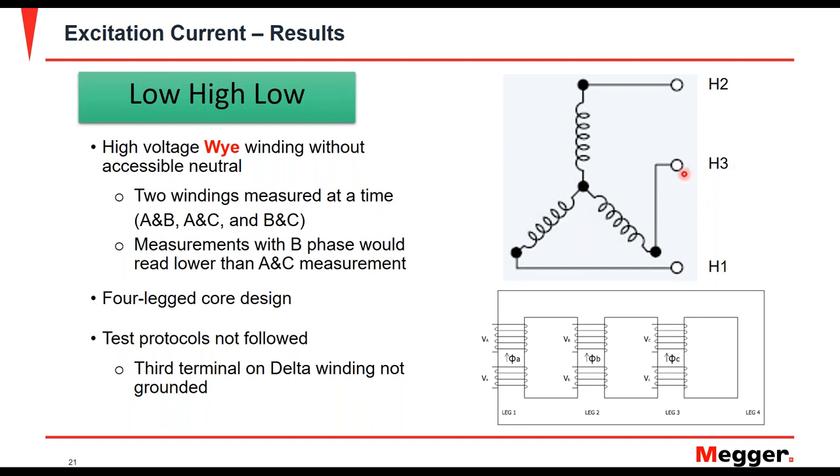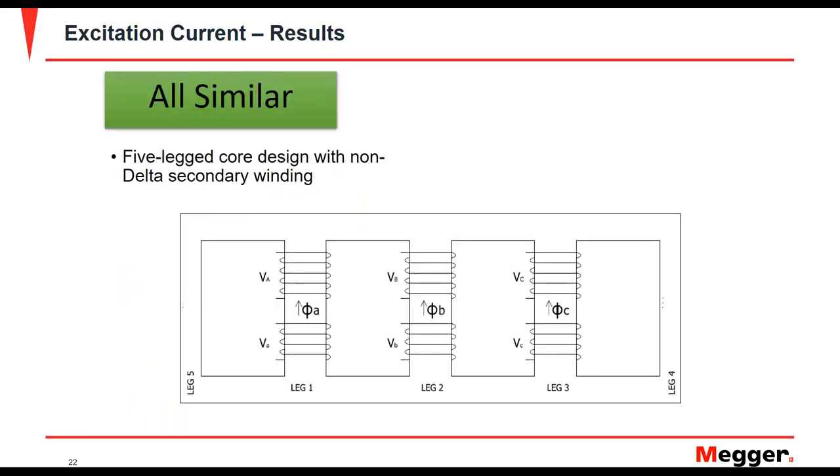Now, if you move on and test from H3 to H1, in that case, you do not have the B phase involved, so that magnitude is going to be higher. Considering you had the B phase involved in two results, you will establish the low-high-low pattern. This kind of pattern is seen in four-legged cores, and we will discuss later in the presentation that sometimes if the correct test protocols are not followed, like for example, not grounding the third terminal on a delta, you would see the low-high-low pattern.